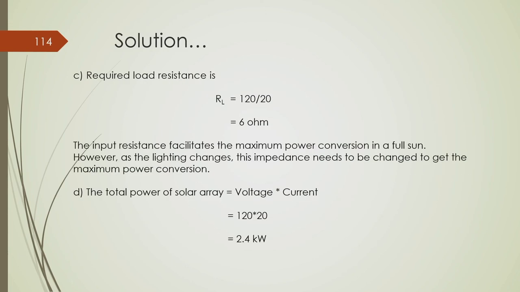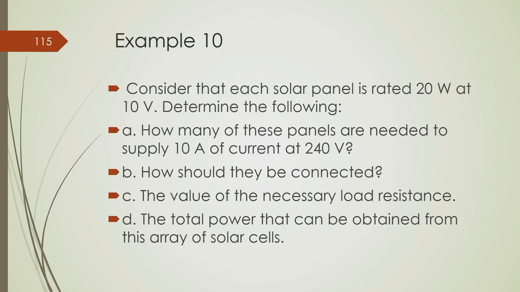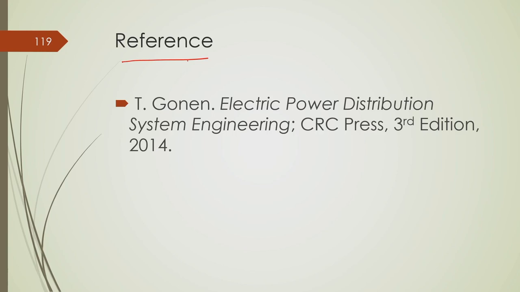Similar examples are given with different values of desired voltage and current, and in a similar fashion you can find out how many solar panels need to be connected in series. Basically, how many panels need to be connected in series is decided by the voltage requirement from this overall unit, and how many such units need to be connected in parallel is decided by the current or power requirement. One needs to understand that this is very simple, and to follow this particular part of this lecture, one can go through Gonen's book.